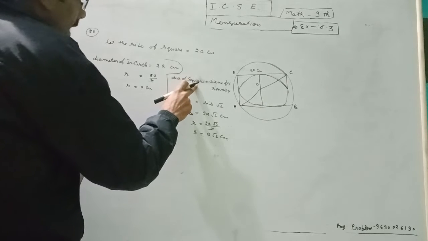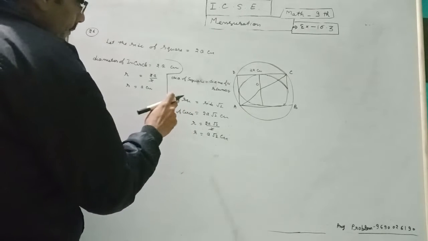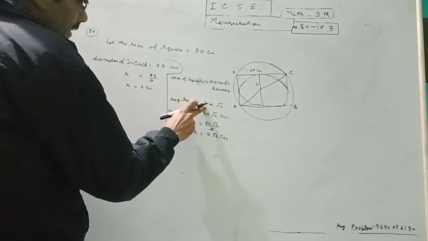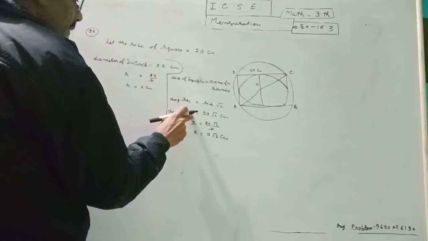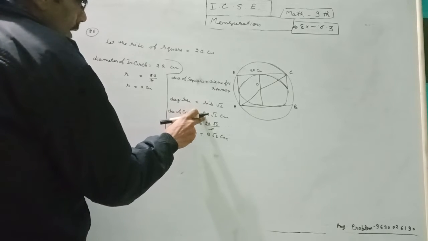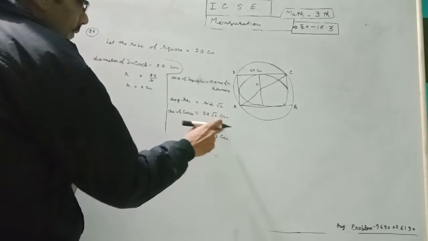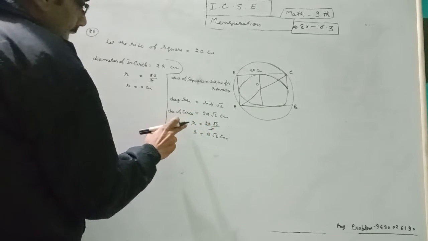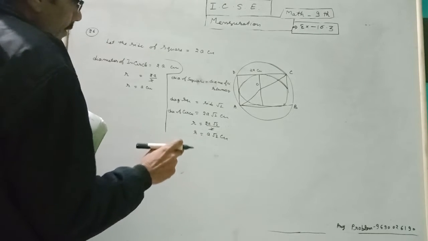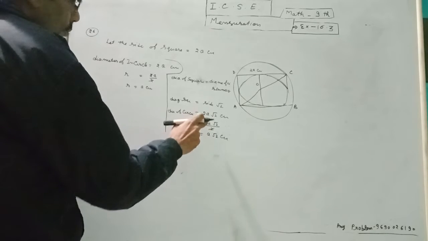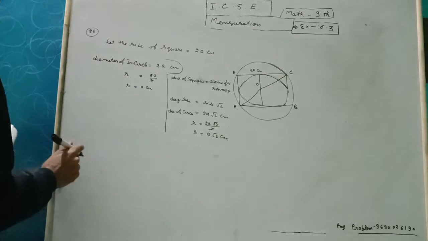The diagonal of the square is equal to the diameter of the circumcircle. The diagonal of the square, by the formula, is side into root 2. So the diameter of the circumcircle is equal to 2a root 2, and the radius of the circumcircle is equal to 2a root 2 upon 2, which is a root 2 cm.